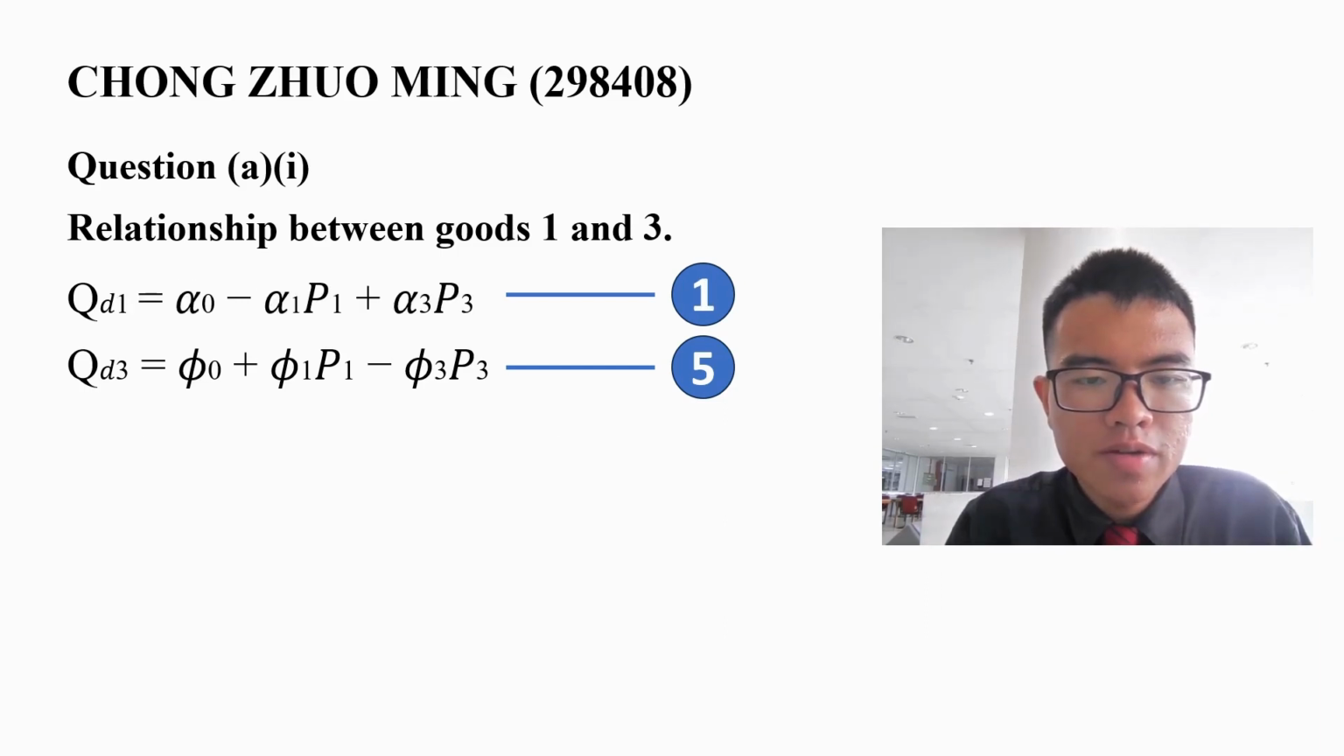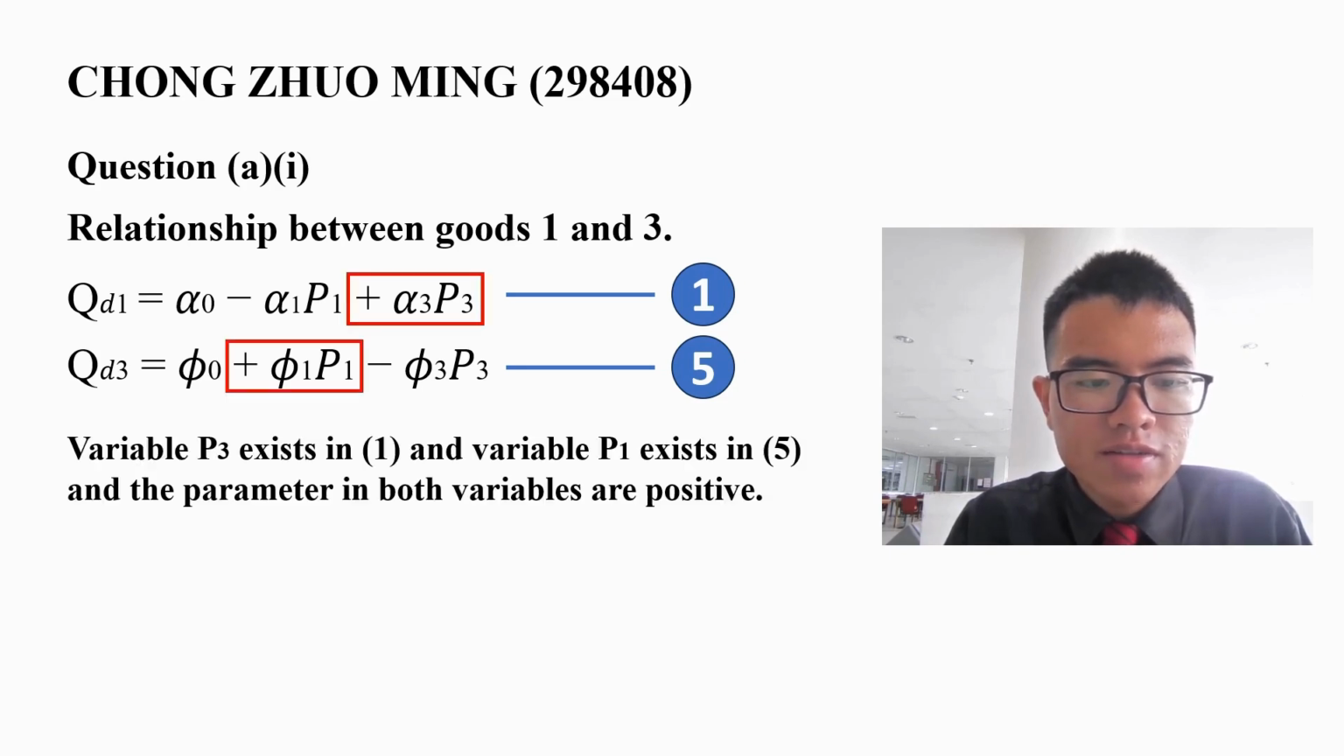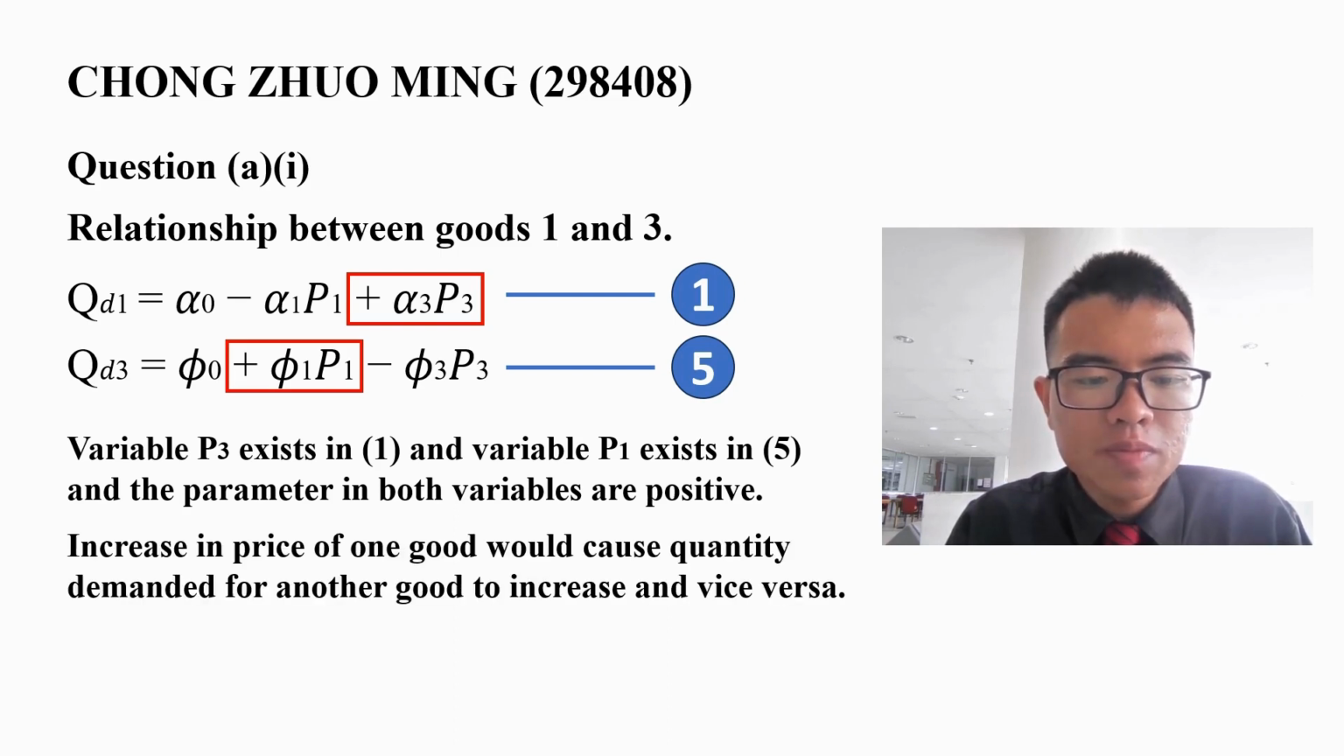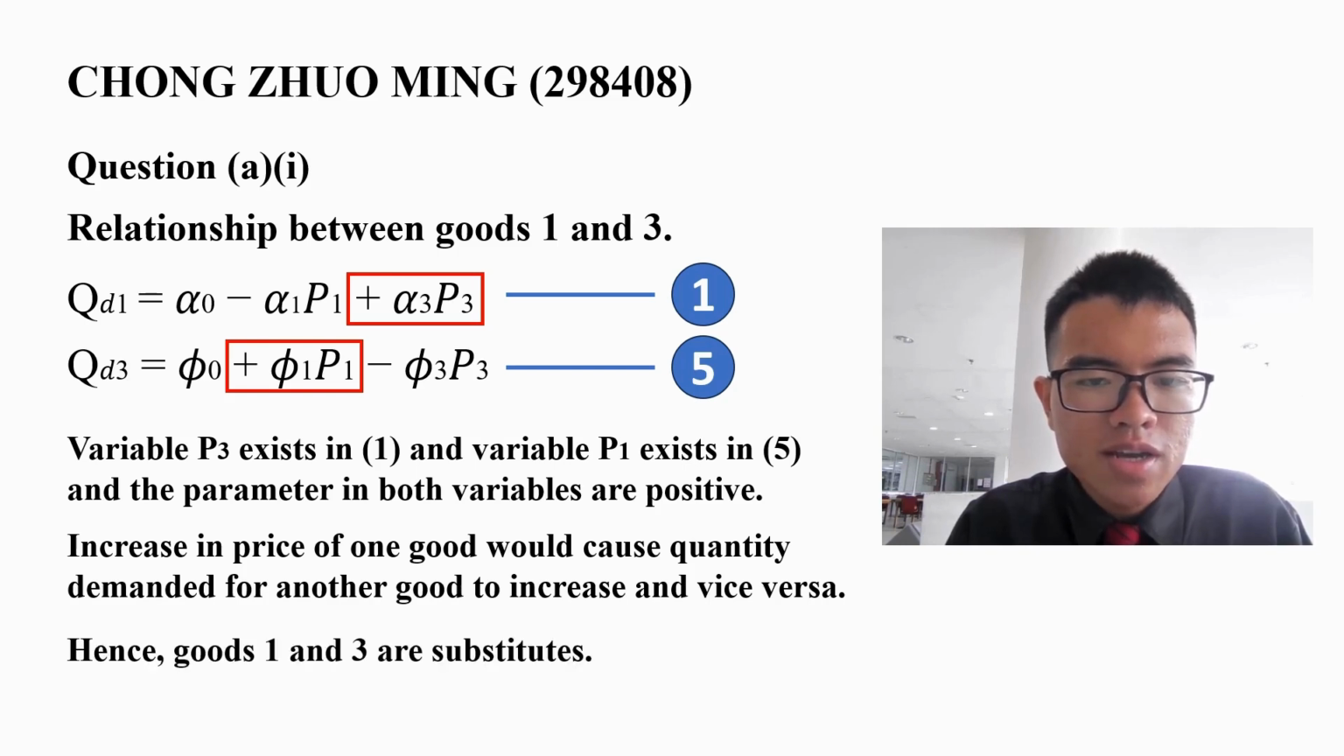Next, we will compare functions 1 and 5 to determine the relationship between goods 1 and 3. By comparing the two functions, we can see that variable P3 exists in 1 and variable P1 exists in 5, and the parameter in both variables are positive. This means that the increase in price of one good would cause quantity demanded for another good to increase and vice versa. Hence, we can conclude that goods 1 and 3 are substitutes.